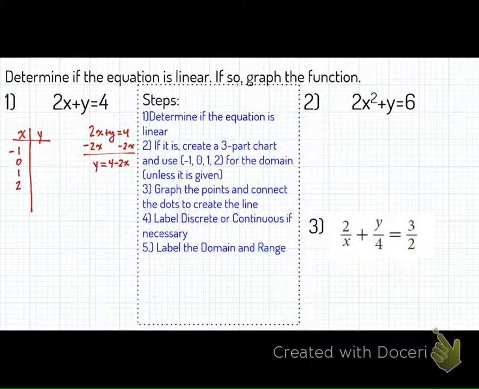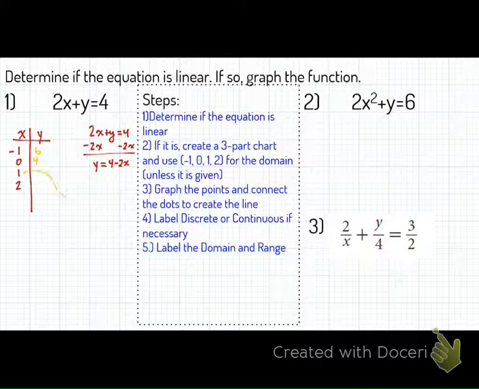Here we go. I'm going to plug in -1. What happens if I put -1 here? Well, -2 times -1 is 2, and that's positive 2, right? And 2 plus 4 is 6, right? So put a 6 here. Let's put 0 in. 0 times -2 is 0. 0 plus 4 is 4, right? So I'm going to put a 4 here.